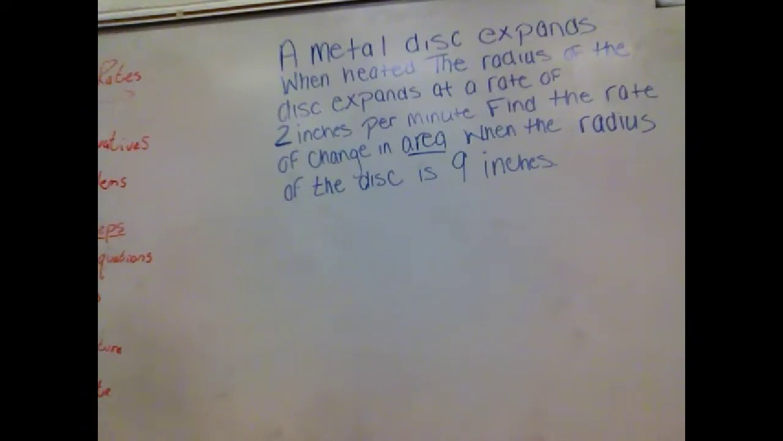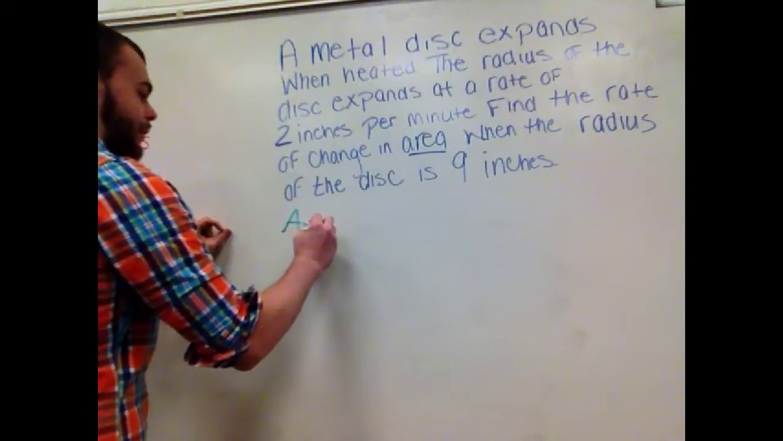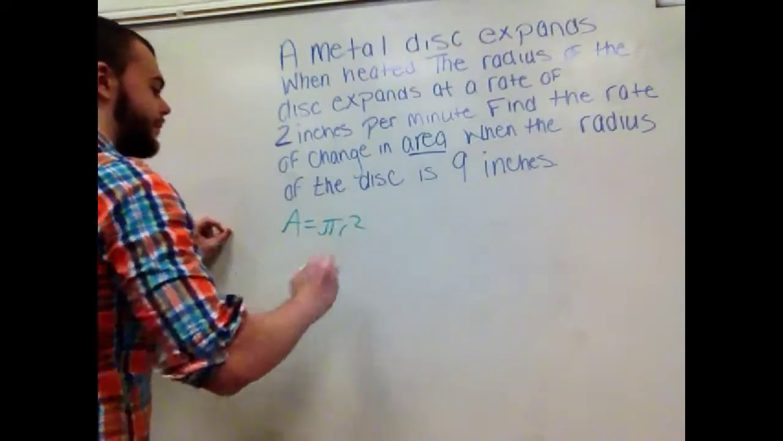All right, our first step, identify an equation. Here we're going to need the area of a circle. Area equals pi r squared.